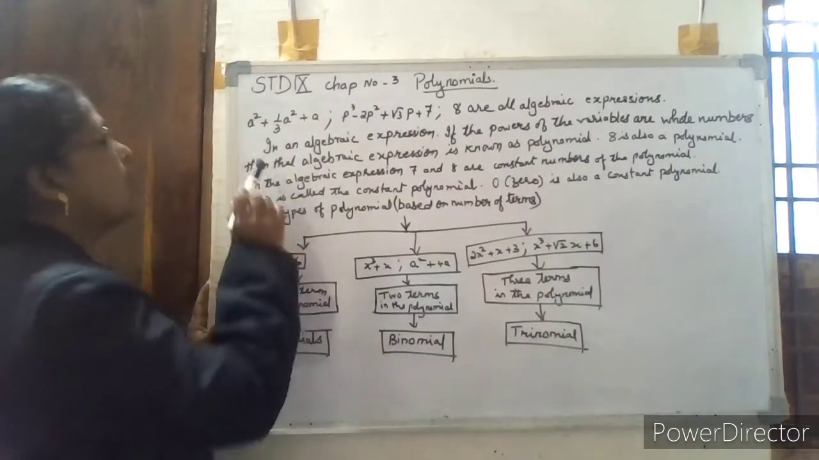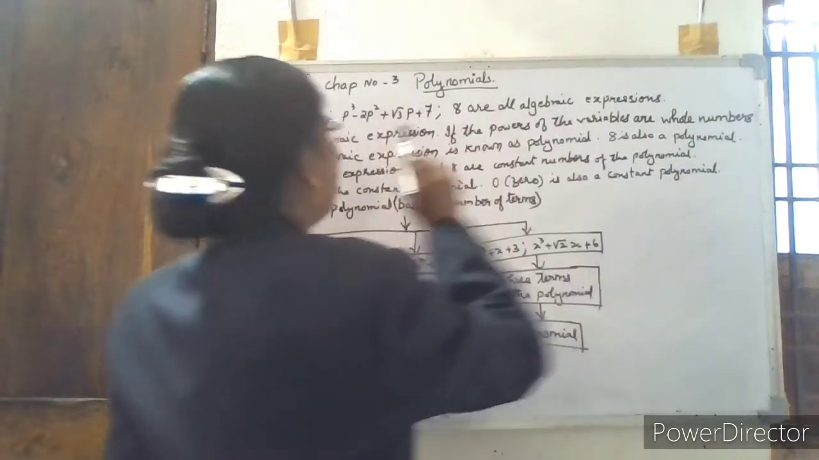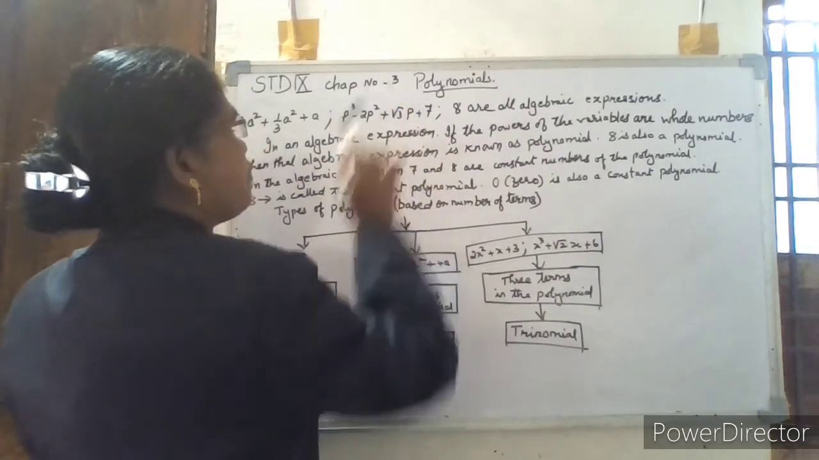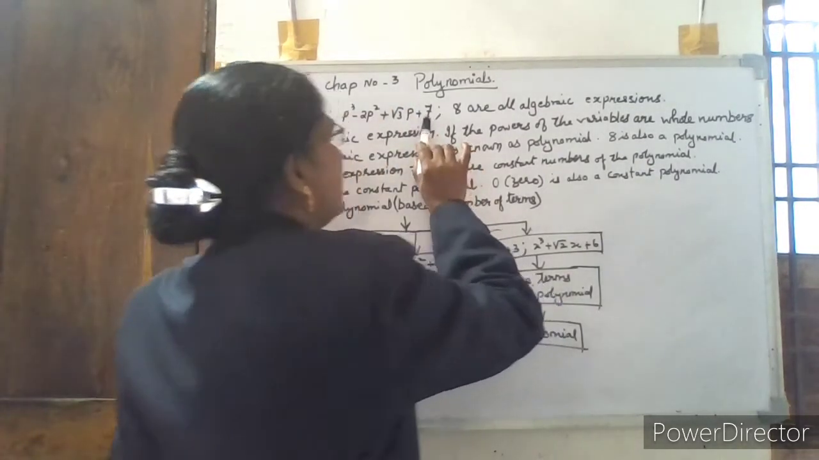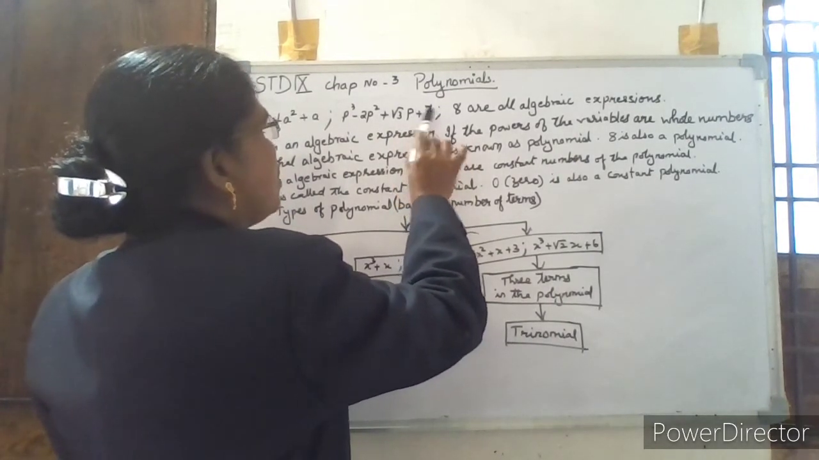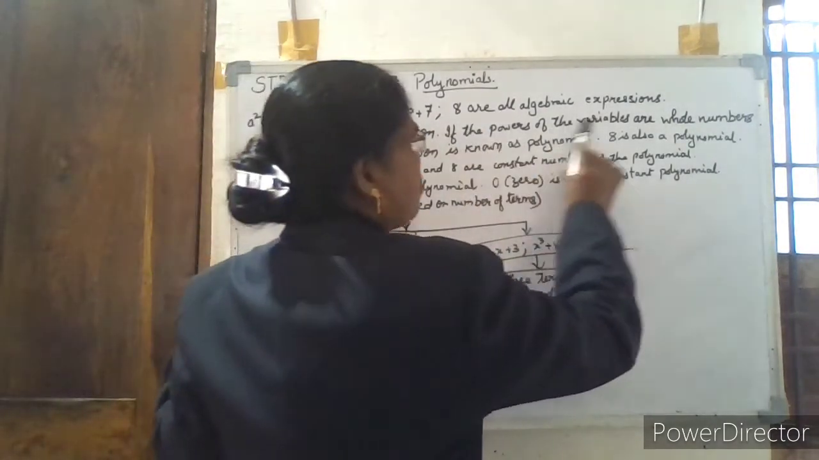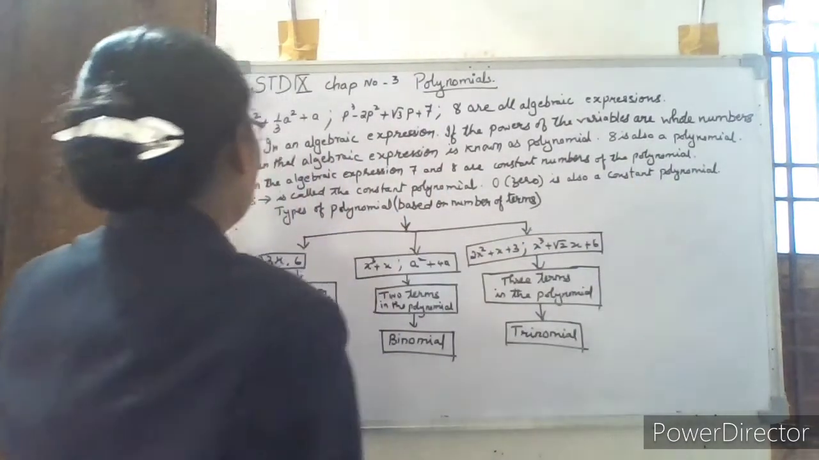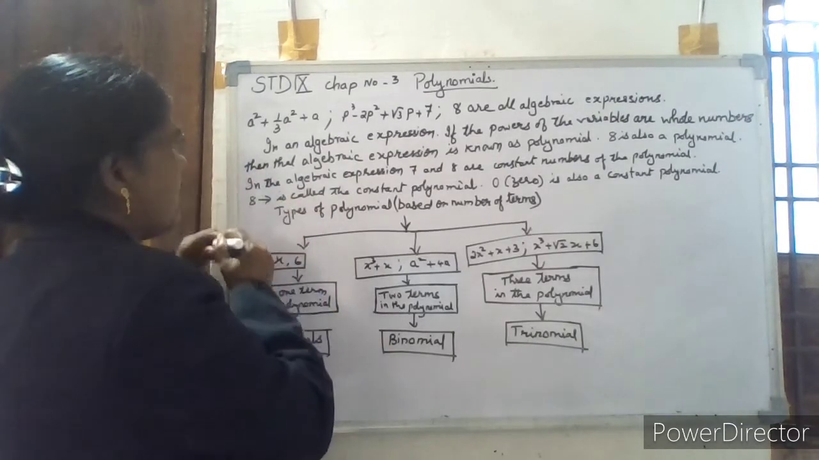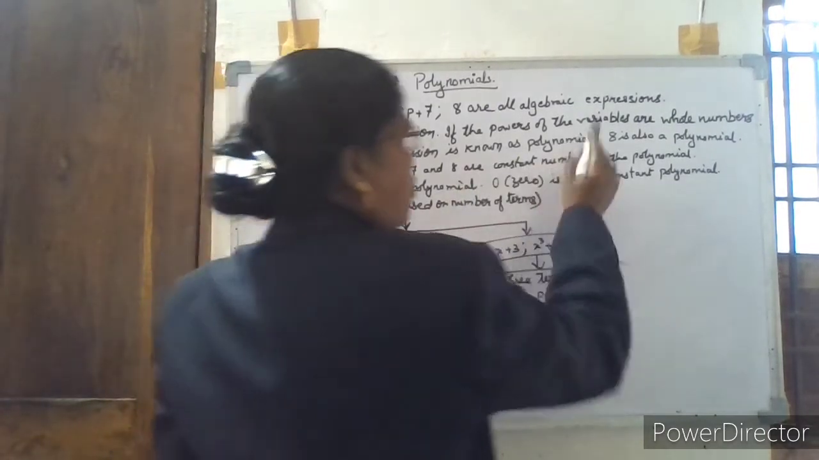In an algebraic expression, if the powers of the variables are whole numbers, see, like powers 3, 2 here, 2, 2, and here only p is there, meaning p raised to 1. And here this 7 has no variable, or the power of the variable is 0, that's why it is the constant number. So the powers of the variables must be whole numbers. Then that algebraic expression is known as a polynomial.